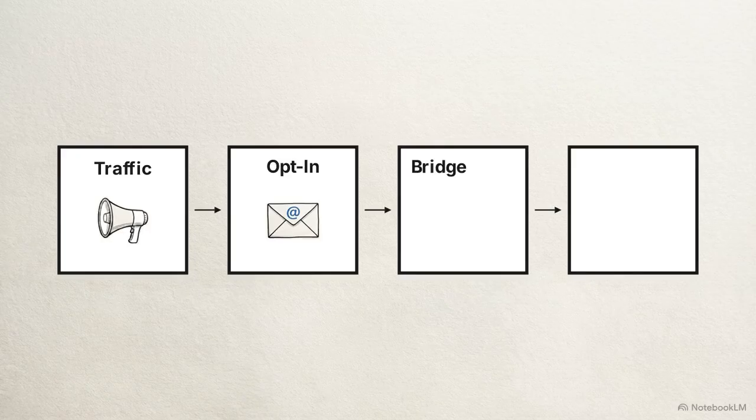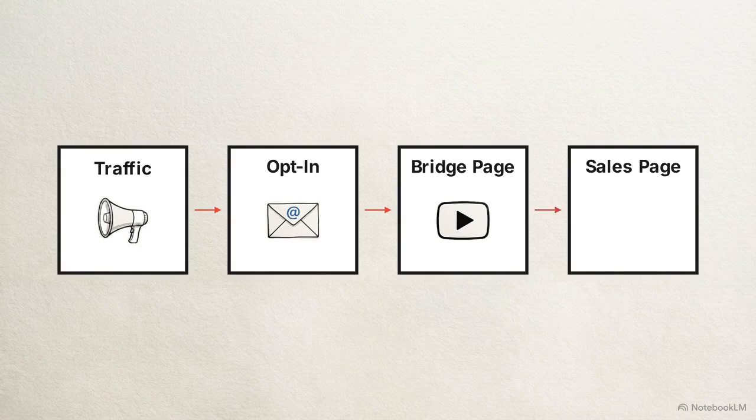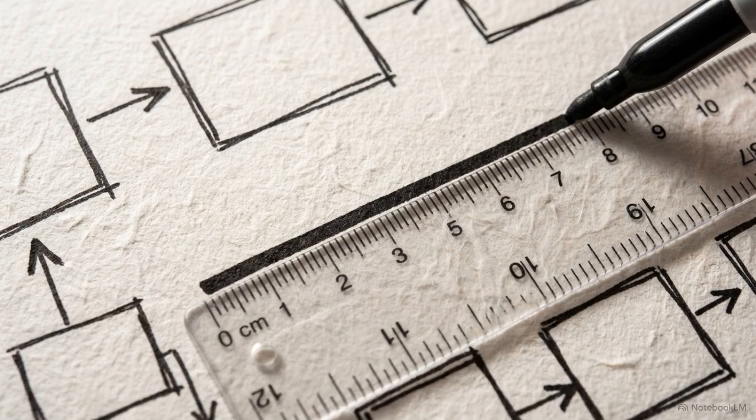Box 3 is the bridge page. This is where you place a short 2-minute video introducing yourself. You serve as the physical bridge between the visitor's problem and the product solution, building immediate trust. The final box is the sales page. Because your bridge page already established trust and explained the value, the visitor arrives here prepared to buy. Charting this rigid, linear progression on paper removes cognitive friction. Your visitor never has to guess where to click next.